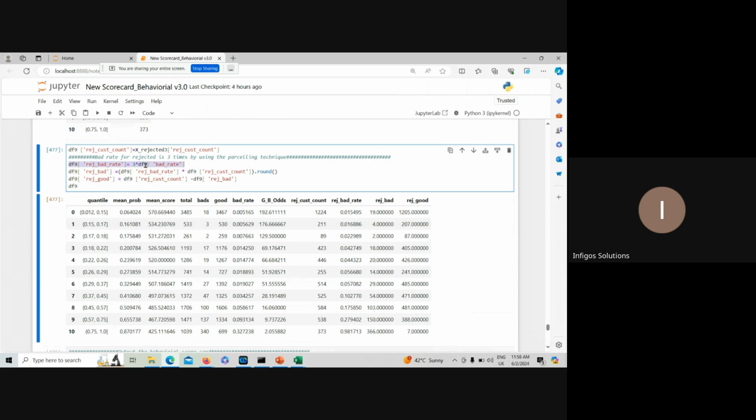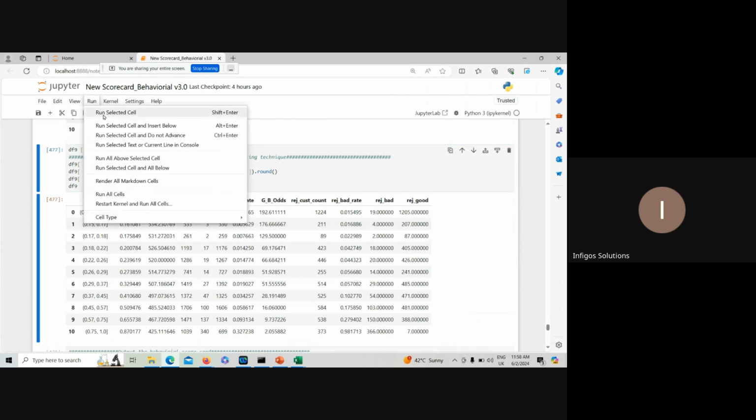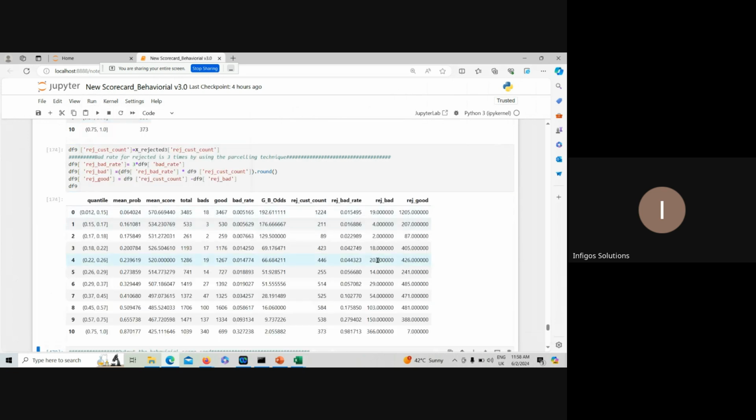This is bad rate of training. This is bad rate of rejected. This is 3 times. So we run this code. So bad rate is 0.05, 0.15, 0.56, 0.168. If you multiply this by this, you'll get the rejected bad. This is inferred bad.